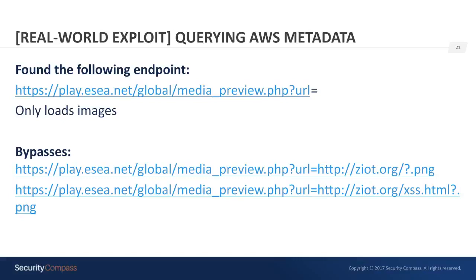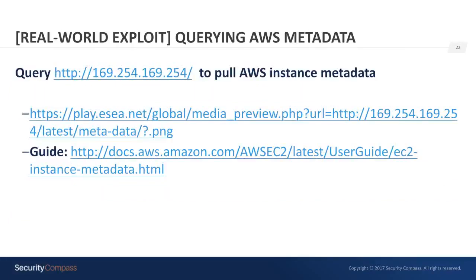So in this case, the researcher ended up saying, hey, I'll use the same parameter and give the extension of an image, but inside that, it will not be a real image. It will be something that redirects to my site, or in this case, it was an XSS or cross-site scripting payload. You can query this IP address, 169.254.169.254, to pull metadata. And then how would you do that?